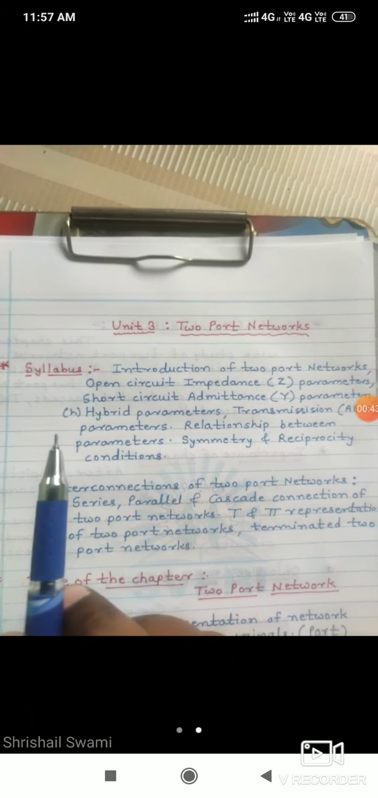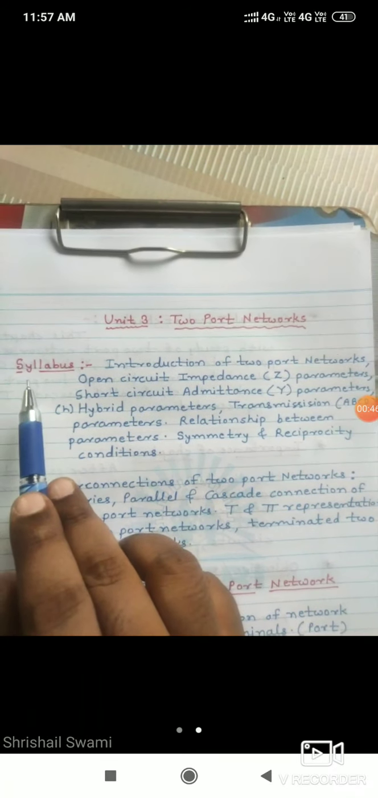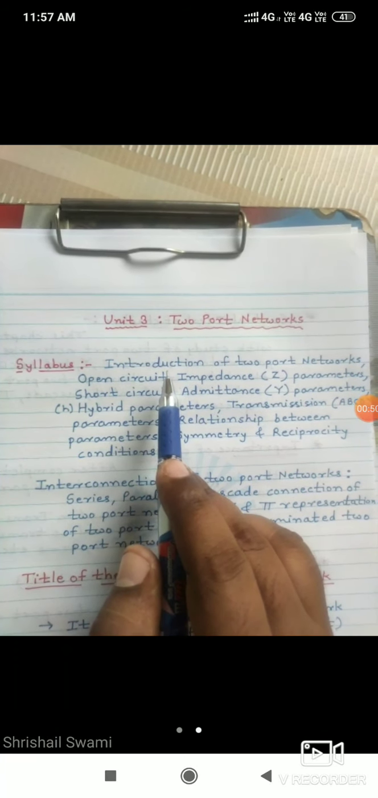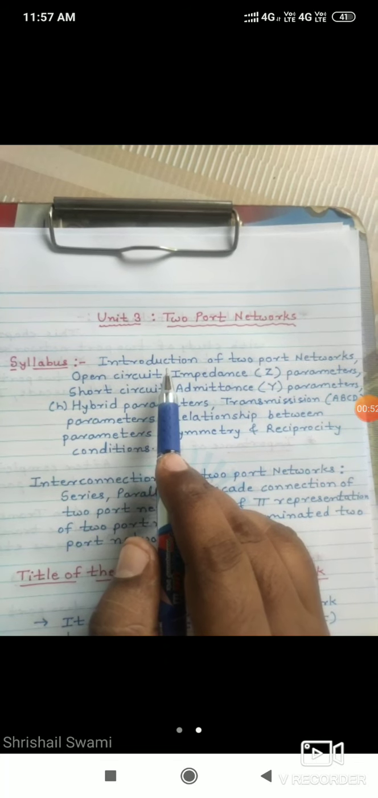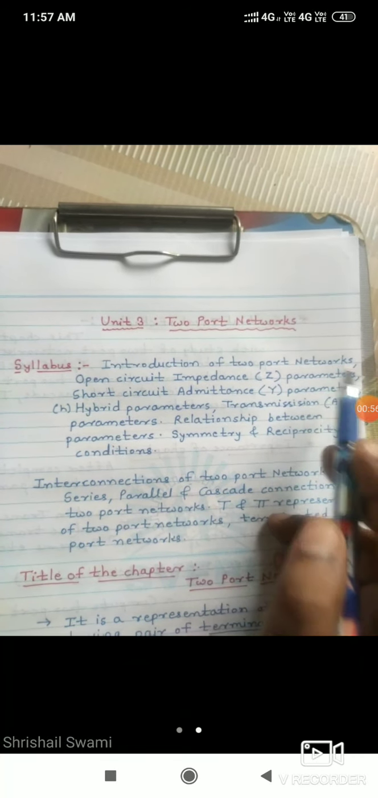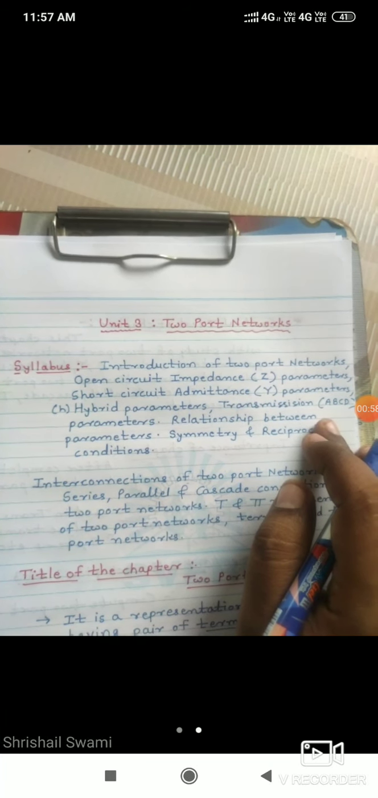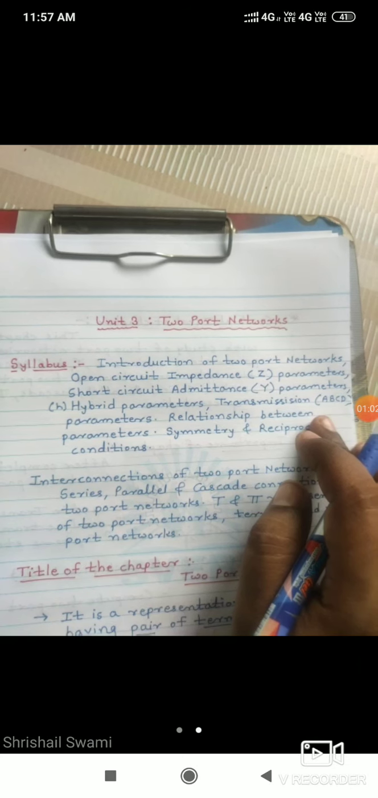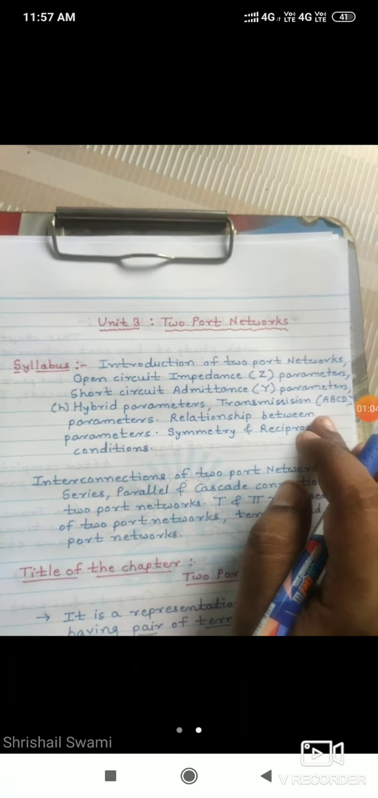So we'll start according to the triple P pattern, with the help of the first point, the syllabus. In the syllabus, we are first going to introduce the two-port network, that is, the introduction of two-port network. In that we are going to cover the definition of port, the definition of two-port network, what the different variables are, and what the different parameters are.